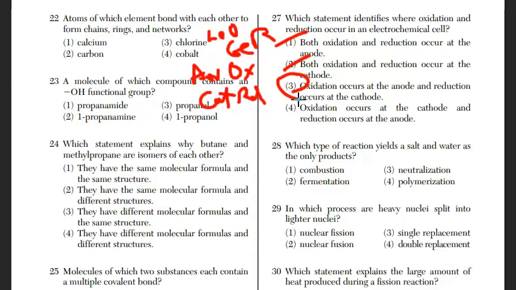For 28, which type of reaction yields a salt and water? Salts and water are produced when you have acid-base neutralization, which is choice 3. See, for all these 4 choices, you need to know what they mean. Combustion, while it's not the answer here, is when I burn something in air. Fermentation, that's when I take sugars and oxygen and I make alcohols.